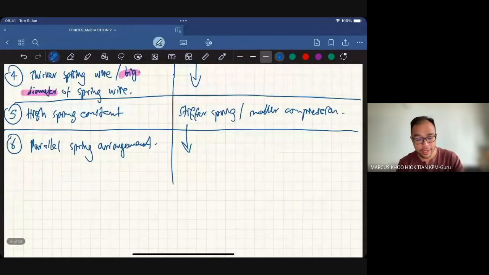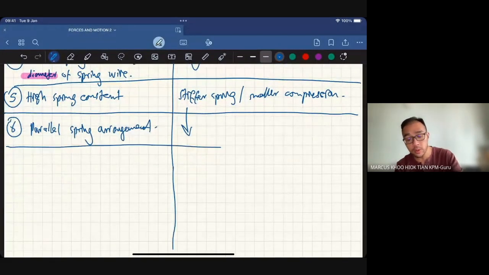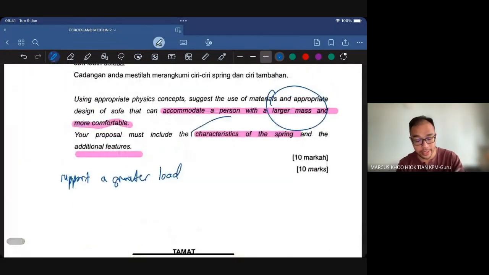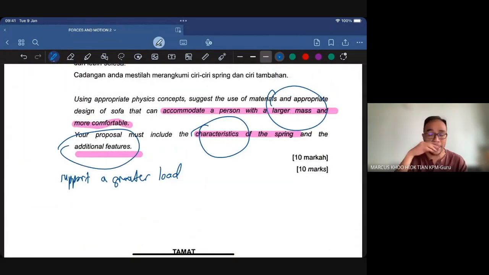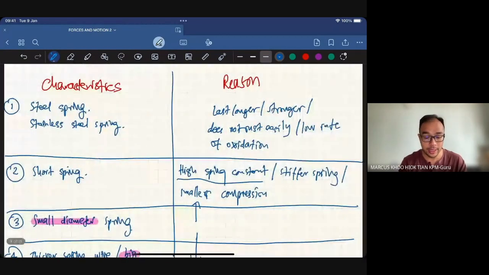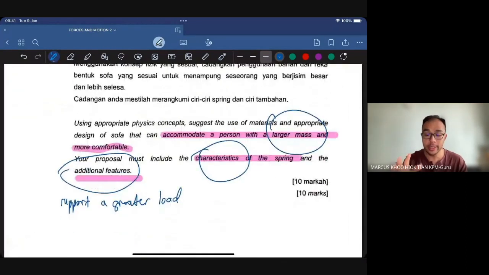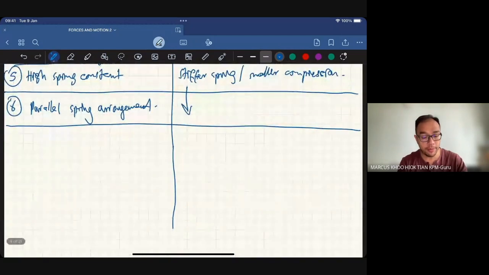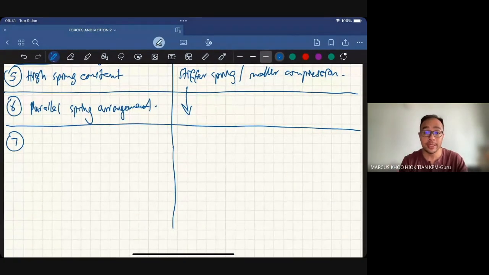Okay, additional features. Right now we have talked about the characteristics of the spring. We need to put at least one additional feature. And remember the point is can accommodate a person with a larger mass and more comfortable. So how do we make a sofa that is more comfortable? Talk about the material itself.